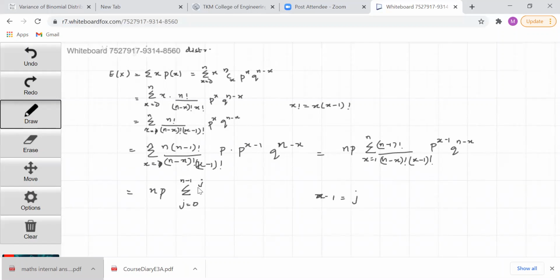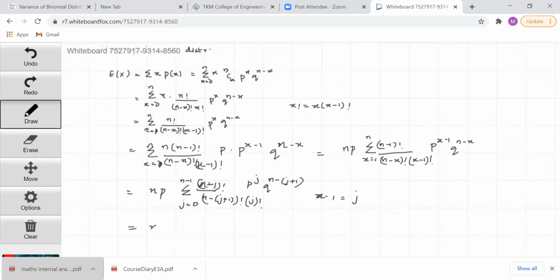So n minus 1 factorial divided by n minus j minus 1 factorial into j factorial, into p raised to j q raised to n minus 1 minus j.